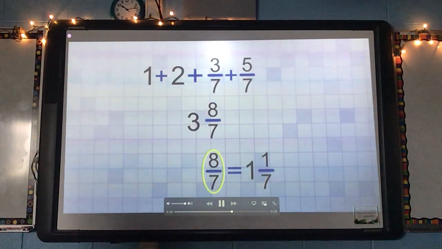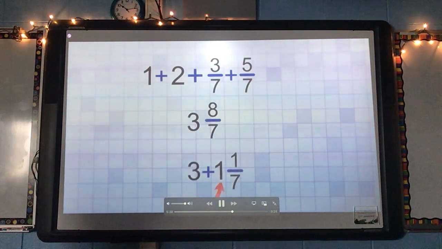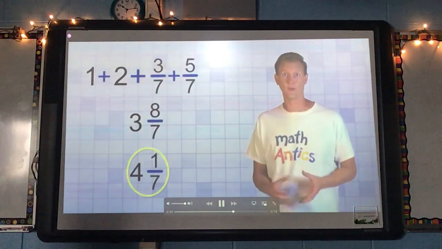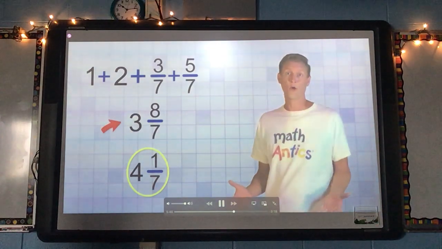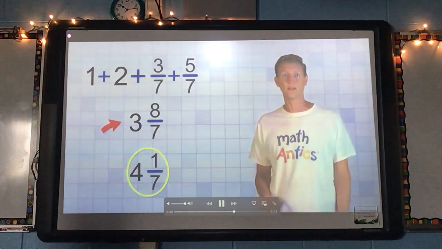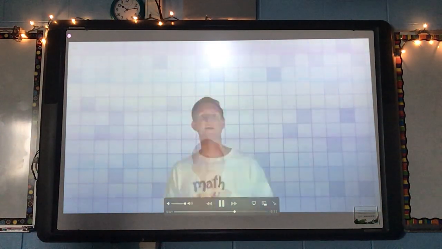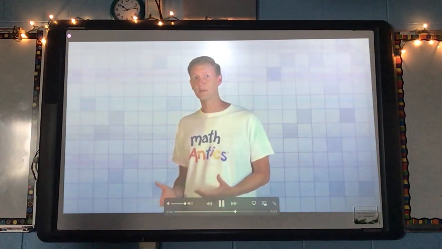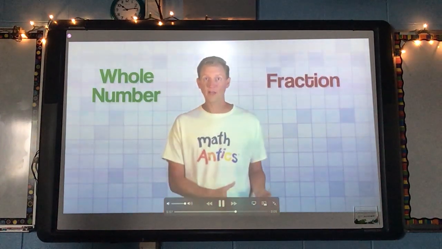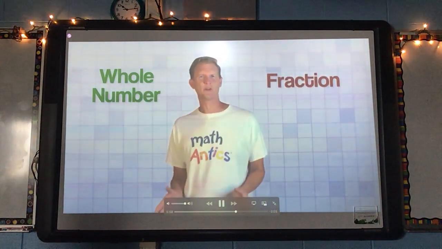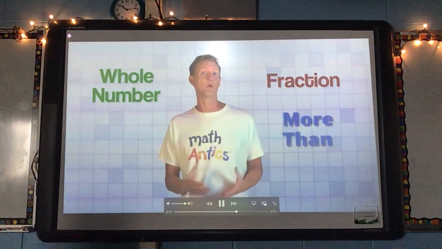So just like in the last example, we can add that extra 1 to the whole number part of our answer, which gives us 4 1/7. That's a much less confusing answer than 3 8/7, which almost sounds like it's less than 4, but it's actually more than 4. Are you getting it so far? Adding mixed numbers is pretty easy when you realize that you can just add the whole number parts and the fraction parts separately, and then just watch for cases where the fraction parts add up to more than 1.